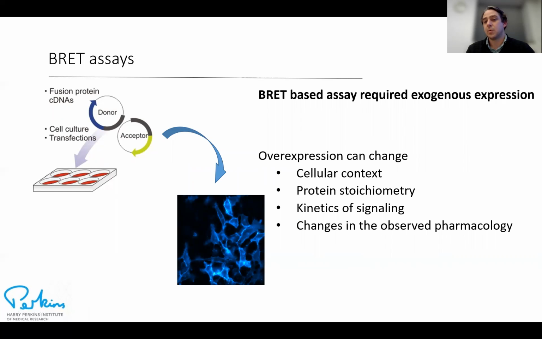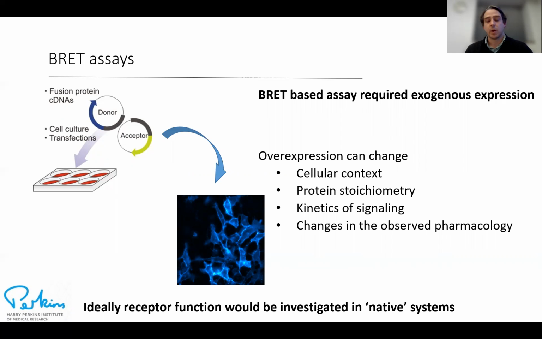However, this is going to lead to high levels of exogenous expression, so you're going to get overexpression of proteins of interest, and this is going to change the normal cellular context. Particularly, it's going to change the normal stoichiometry between proteins. And if we're interested in receptor dimerization and we have to overexpress our proteins of interest, we are running the risk of causing the formation of GPCR dimers. So ideally, if we're looking at receptor function or molecular pharmacology of receptors using BRET, we'd be using native systems without overexpression.